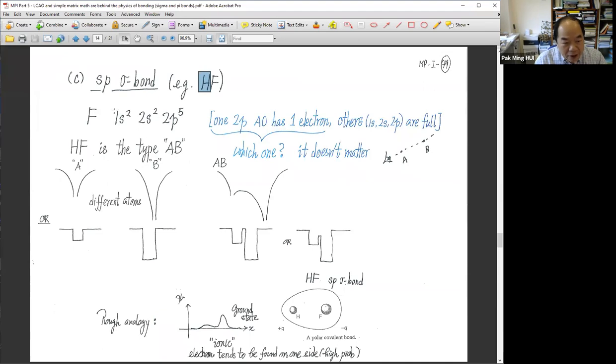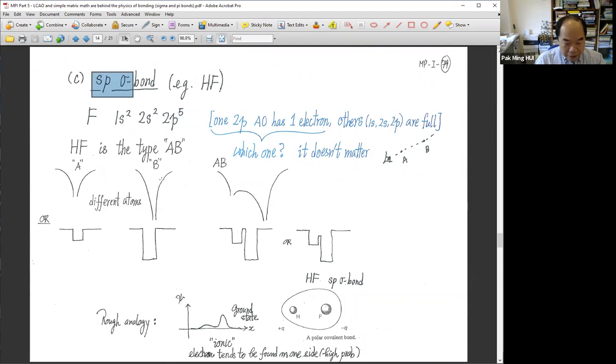But fluorine, the atomic electron configuration is 2p5. So among the p states, you have 5 electrons. You will have 2px2: the px has 2 electrons, py has 2 electrons, pz has a lonely electron. And it is that electron that is waiting to form a bond with the hydrogen electron in the 1s. That is to say, we will encounter sp sigma.